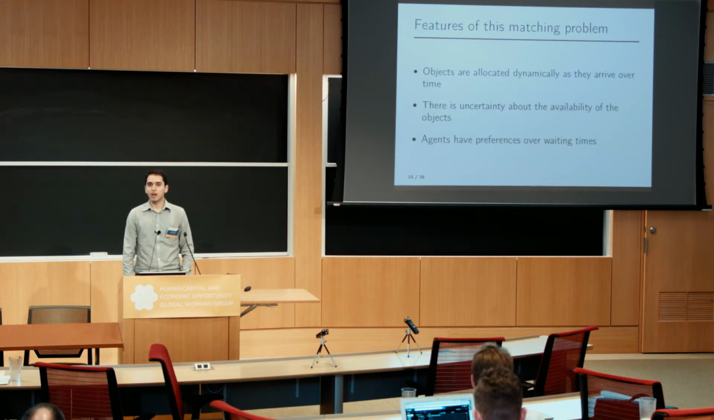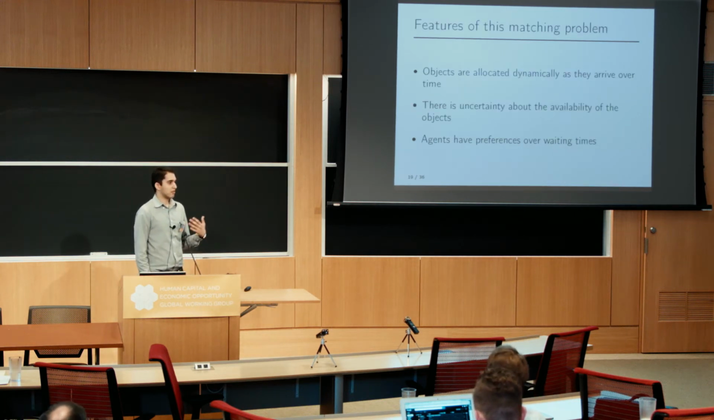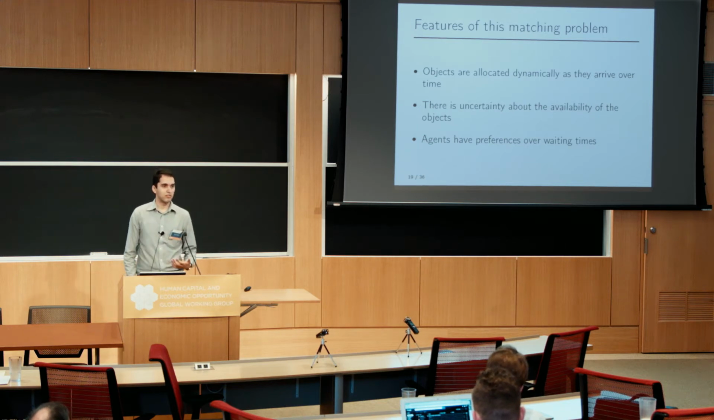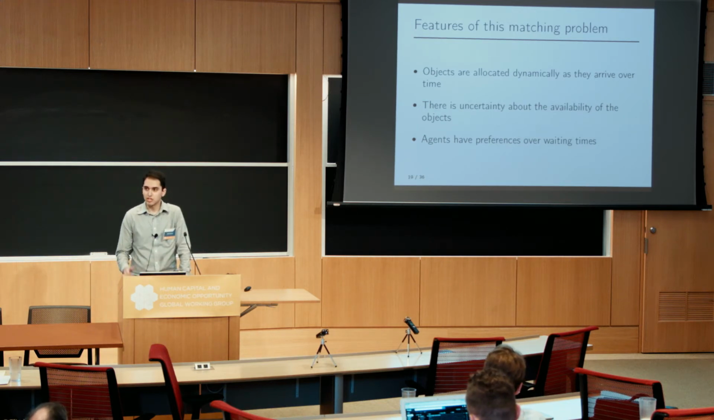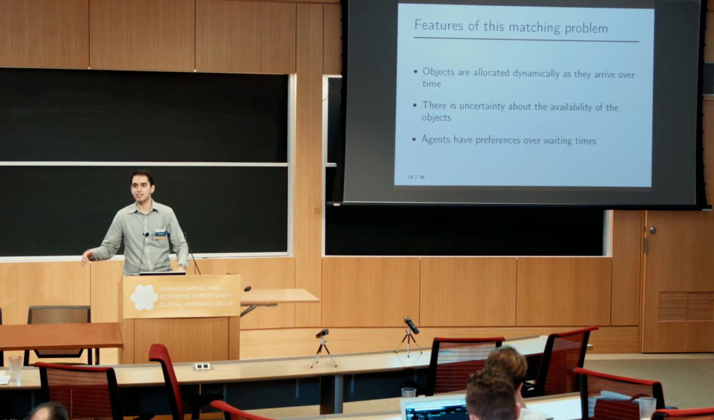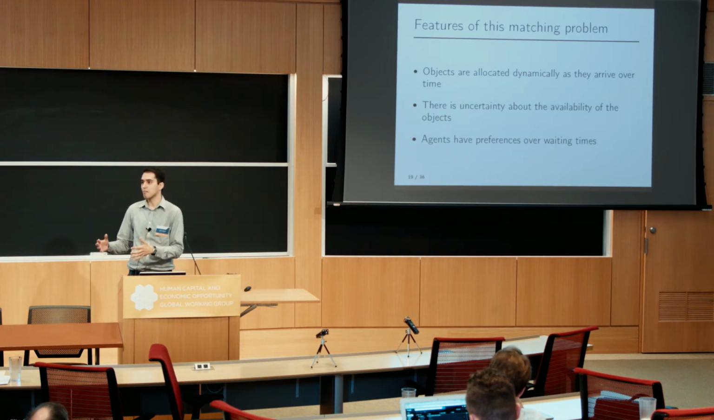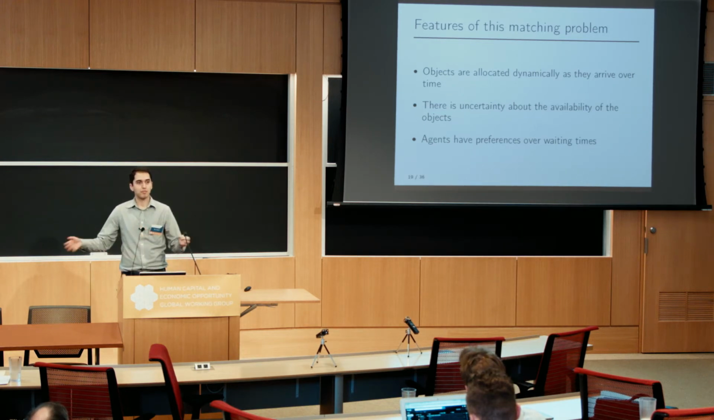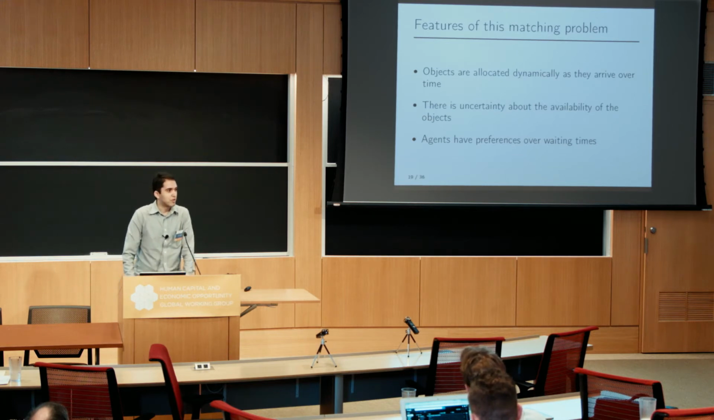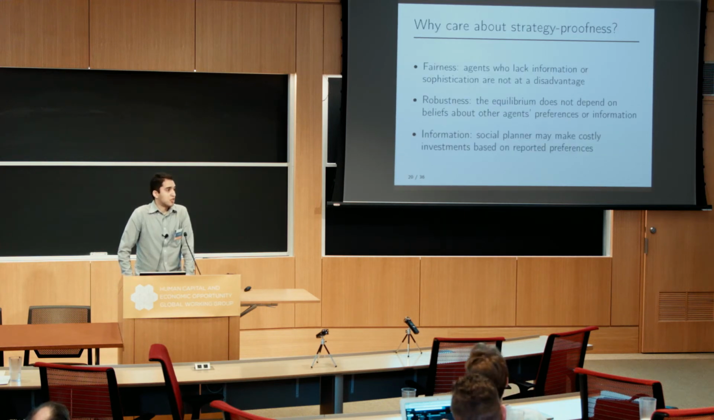So this matching environment is different from the sort of canonical school choice type problems that we often deal with in matching theory, because objects are allocated as they arrive over time. It's not the case that we have everyone there in the market at the same time and all the units there at the same time to match them with each other. And in particular, there's uncertainty about whether objects are available, and agents have preferences over waiting times.